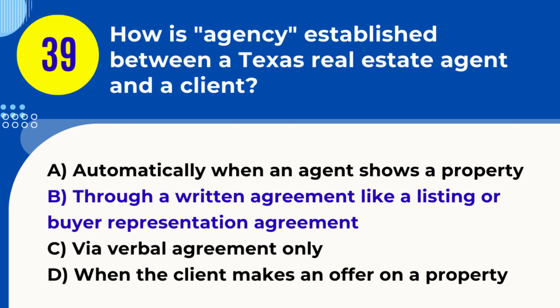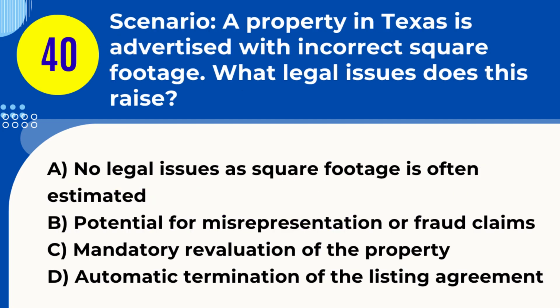Explanation. In Texas, agency between a real estate agent and a client is formally established through a written agreement, such as a listing agreement for sellers or a buyer representation agreement for buyers, outlining the terms and responsibilities of the relationship. Question 40. Scenario. A property in Texas is advertised with incorrect square footage. What legal issues does this raise?